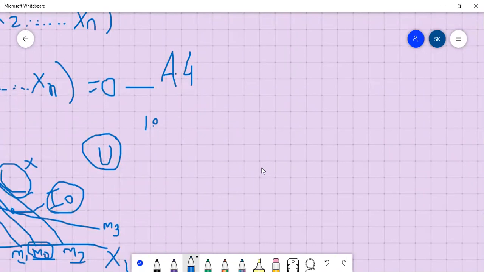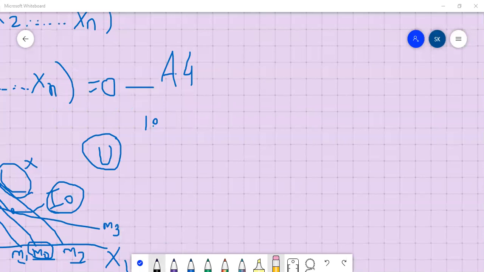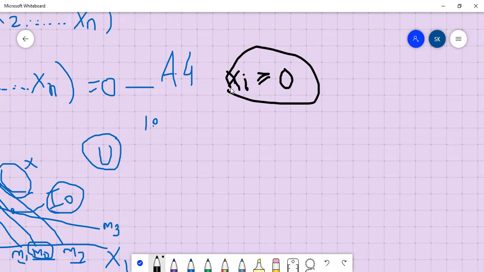So therefore, the optimal X star depends on the prices and utility level. We said that Xi should be greater than or equal to 0. That was what we assumed at the start of this topic. So the optimal X star from any of these Xi's depends on the price and utility level.